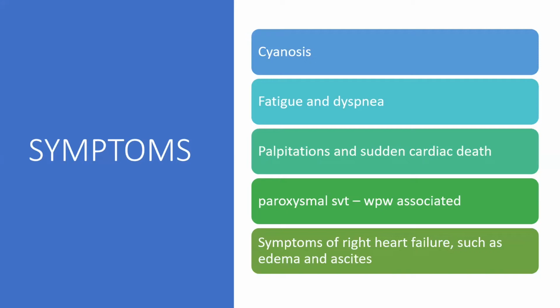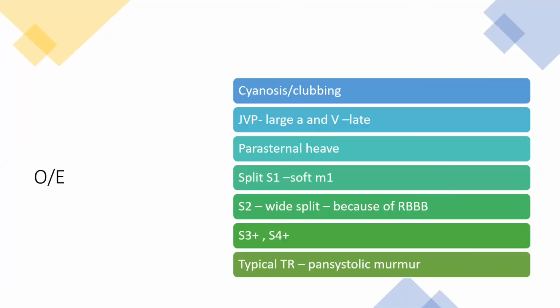Okay. So what are the symptoms of an Ebstein's anomaly? Patients are cyanosed. Remember, you have a right to left shunt across the ASD. There is fatigue and dyspnea because you have a TR, you don't have enough blood going into the lungs, etc. There is palpitations because of arrhythmias, which are common, and they can present with sudden cardiac death. Paroxysmal SVT is very common, often associated with the WPW syndrome. Then there are features of right heart failure, such as edema, ascites, etc. So there is a load on the right side, but there is a cyanosis because there is a communicating ASD.